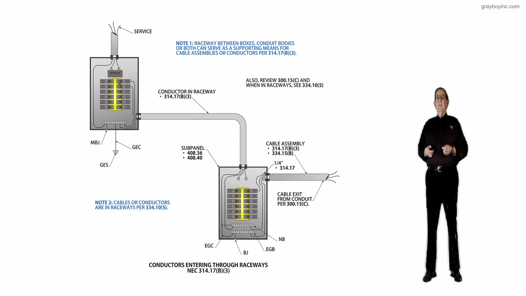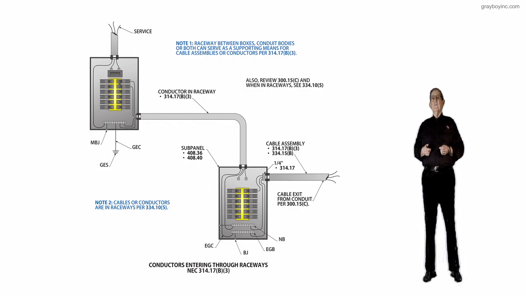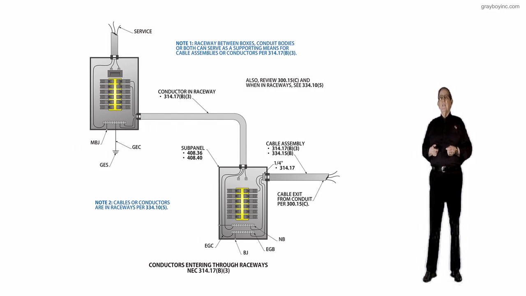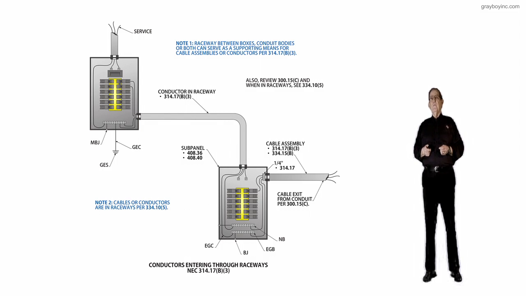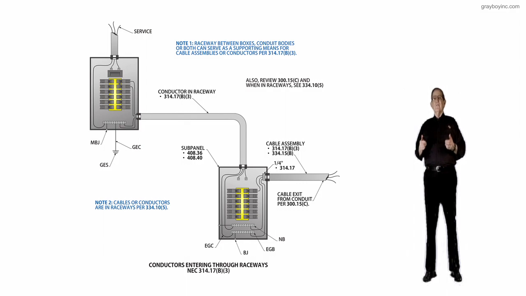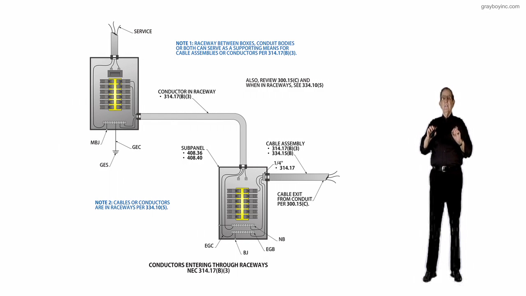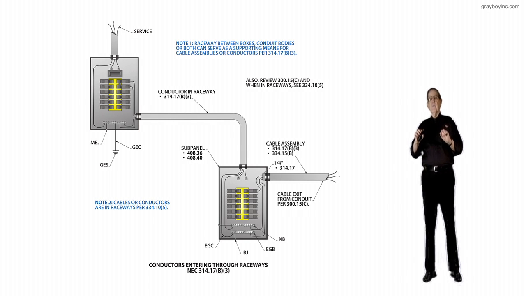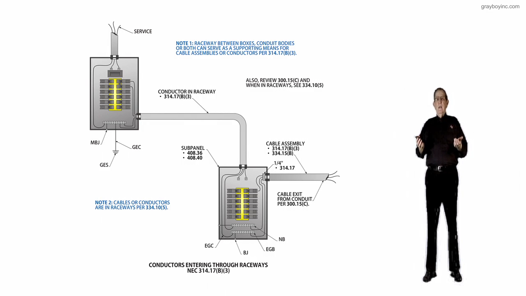300.15(C). Now, let's review Note 1, right at the very top of the illustration. The raceway between the boxes, conduit bodies, or both, can serve as a supporting means for the cable assembly or conductors for 314.17(B)(3). So they're saying these conductors or cables inside the conduit can act as a support for those cables, just like in 392.2 for cable trays, the cable tray can act as a support.